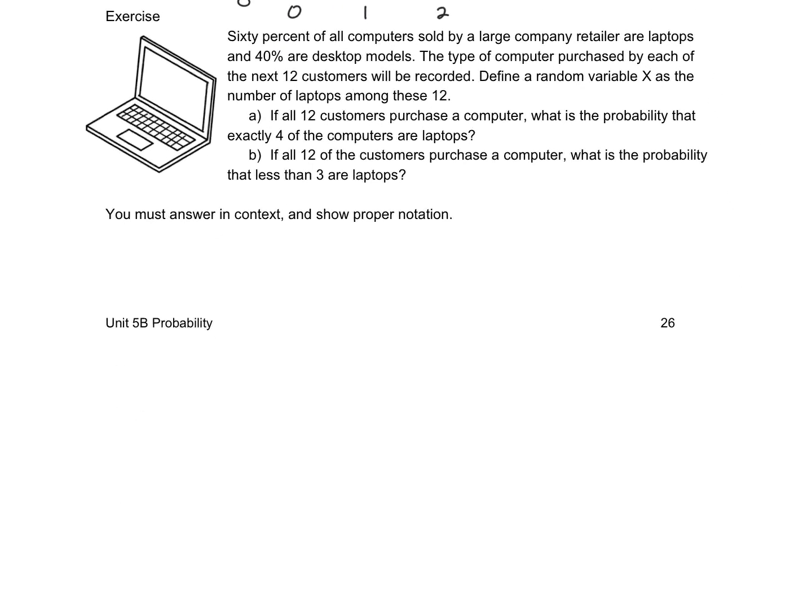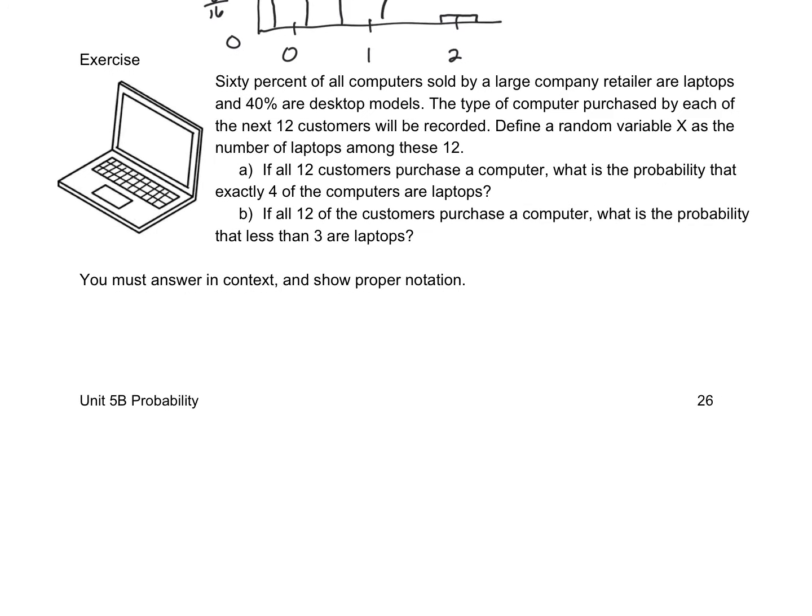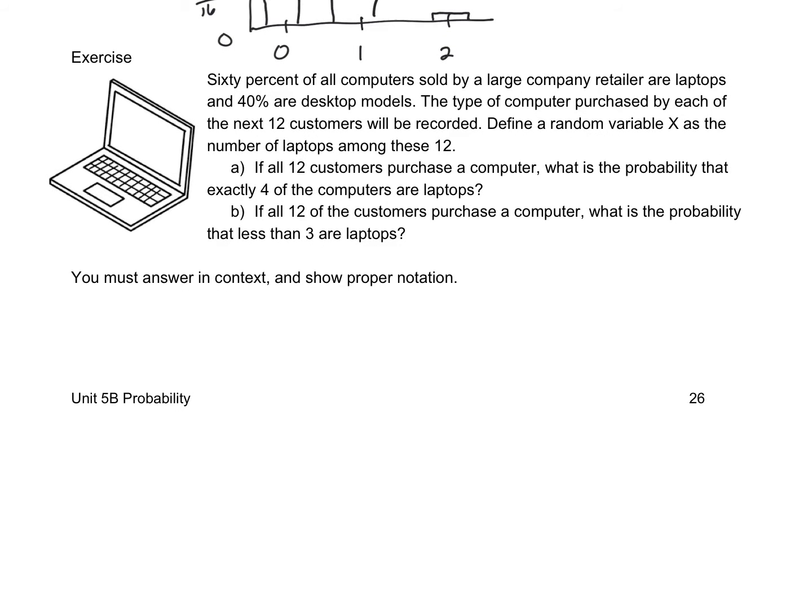So let's look at this exercise here. 60% of all computers sold by a large retailer are laptops. So this is important. 60% are laptops, 40% are desktop. The type of computer purchased by each of the next 12 customers will be recorded.